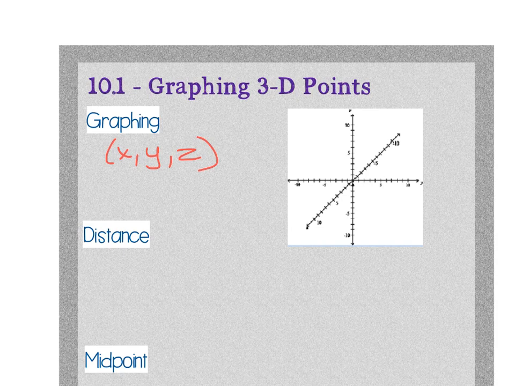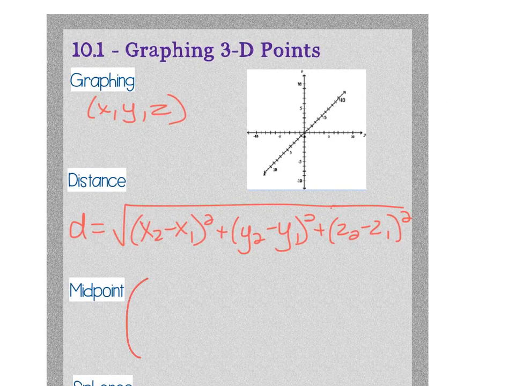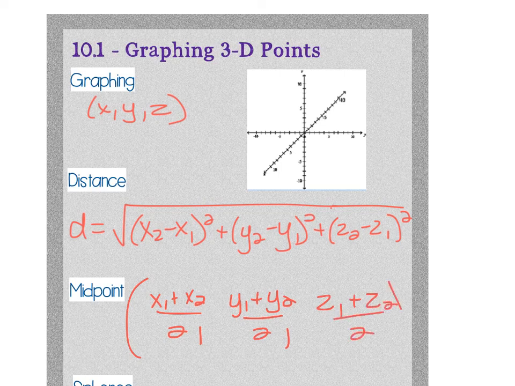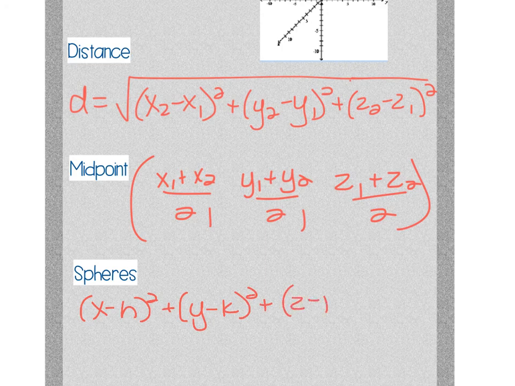And then your distance formula, which hopefully we remember. We just reviewed it a little bit ago. x2 minus x1 squared plus y2 minus y1 squared plus z2 minus z1 squared. Midpoint: x1 plus x2 over 2, y1 plus y2 over 2, z1 plus z2 over 2. The sphere we also did on the warm-up. So x minus h squared plus y minus k squared plus z minus j squared equals r squared.